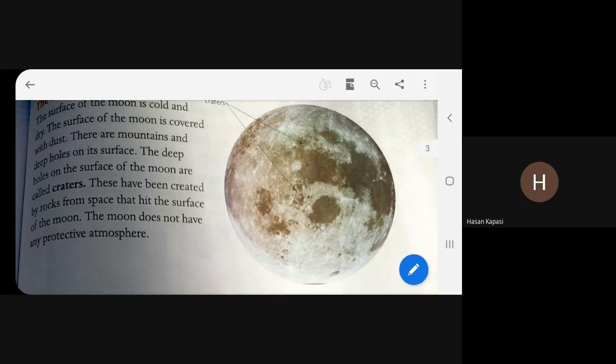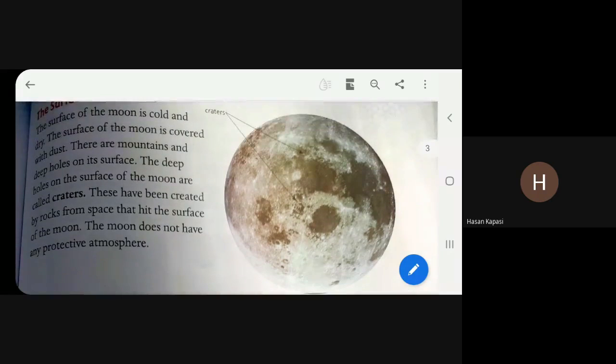See, land area is present there also. That is the reason we can land over there. Just as we have land area and mountain area, at that place also such things can be found. So on those land and mountain areas, these kinds of deep holes can be found, and they are known as craters. Correct, beta?